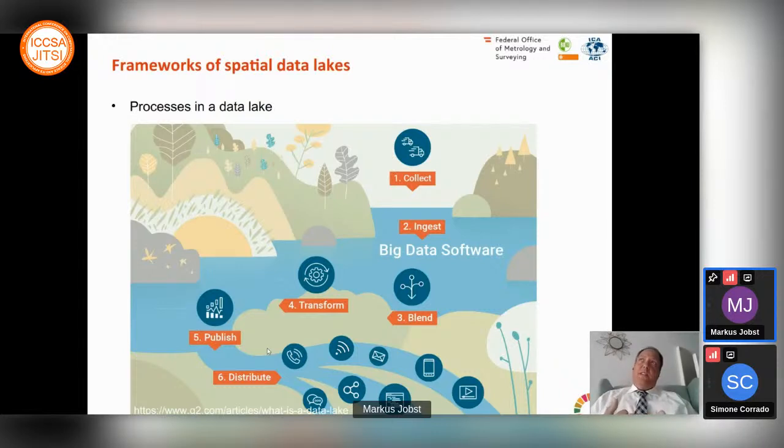Now, we could think that we have a data lake and we can easily extract our information and take it as it is and go directly into the analysis. But this is not true. If you have a look into the processes of data lakes at the moment, then we have different stages here. We need to collect something. We need to ingest this big data. We need to blend it to our requirements and needs. And then we transform it for our analysis and publication in order to redistribute. So these are several steps, and we are not removing the processes of the data lake just by harmonizing our data sets.